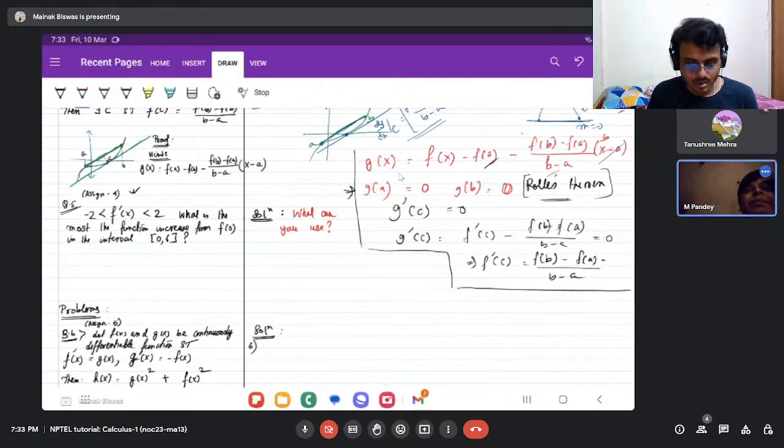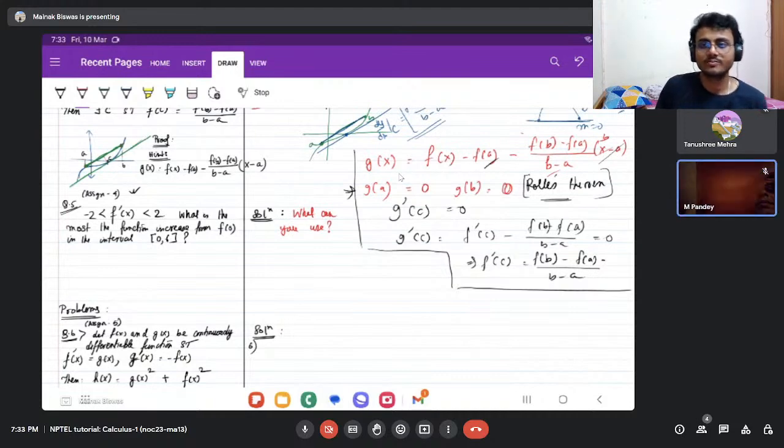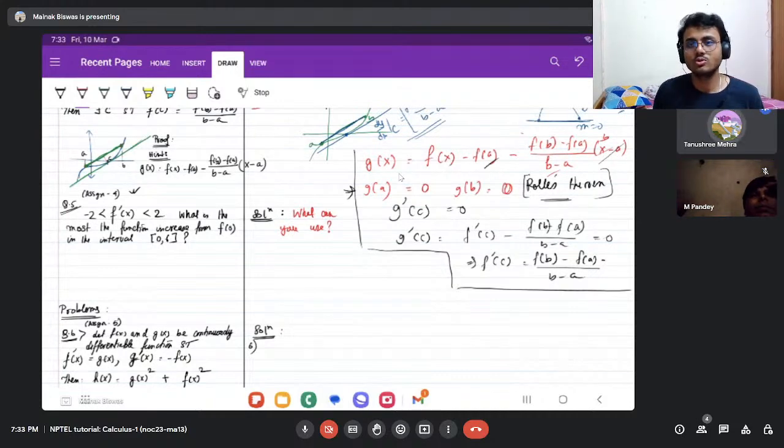Mean value theorem. Lagrange's mean value theorem. Do you agree, Tanushri? How will I use it? There are two ways I can do this. I can solve it using an integral also, but integrals we are not considering now. So we'll solve it using Lagrange's mean value theorem, right?